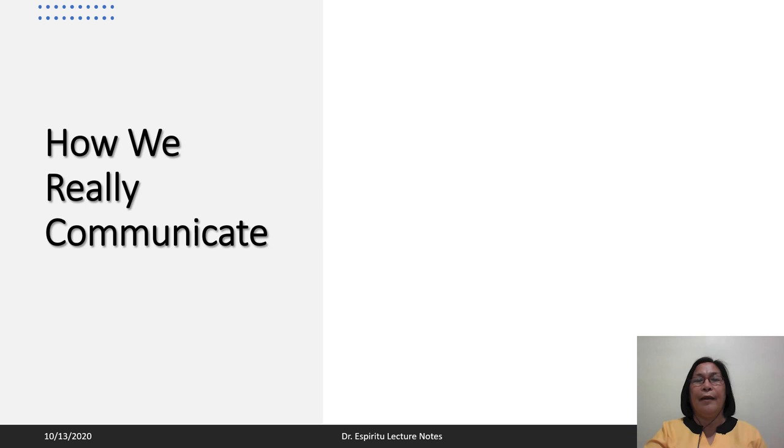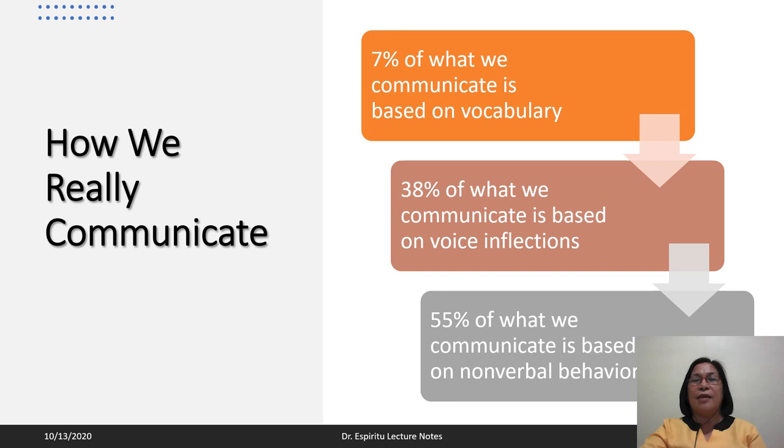Now, how do we really communicate? In actual sense, this is how we communicate according to studies. 7% of what we communicate is based on vocabulary, so the language. That's only 7%. 38% of what we communicate is based on our voice inflections. So for the tone of the voice, if the voice is high, the tendency is for you to react differently than when the tone is low. So soft, fast, they matter.